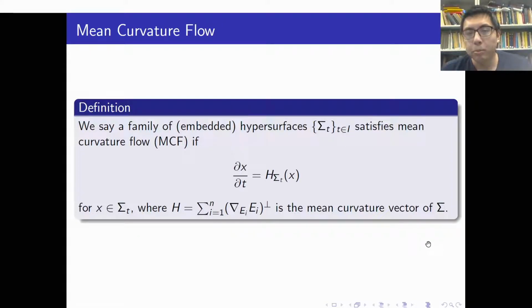So say a family of embedded hypersurfaces Sigma_t satisfies the mean curvature flow if the position vector x moves in a normal direction with velocity equal to the mean curvature vector. So this is a very extensively studied extrinsic geometric flow, and it's perhaps the first, or perhaps after the curve shortening flow, the second example that we usually give for geometric flows, and there is a plethora of works in different directions on curvature flows.